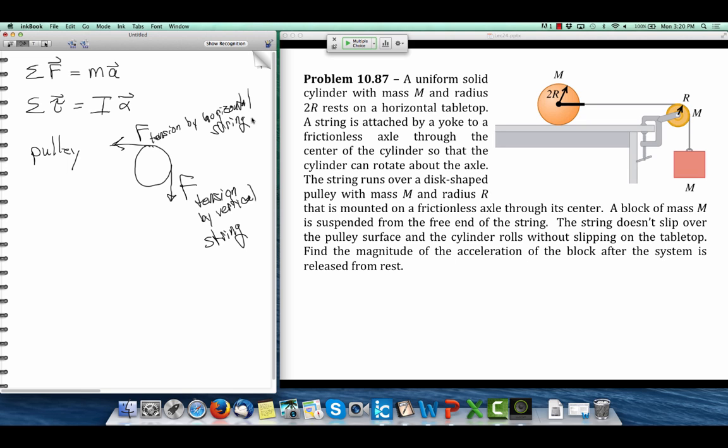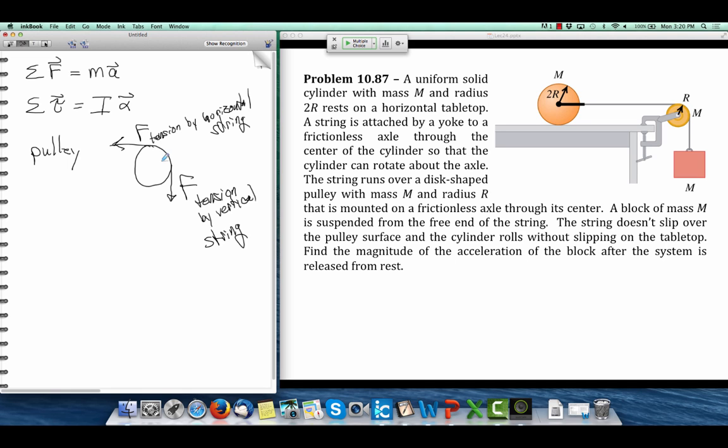But as long as that string has a friction force with the pulley, then as the string moves, the pulley will move, as long as that string is not slipping on the pulley. If it's slipping on the pulley, well, suddenly there would be another possible energy loss that I hadn't talked about, so I wouldn't know for sure that it was accelerating. But I'm sure, because it says the string doesn't slip over the pulley surface. In other words, the string just rotates the pulley.